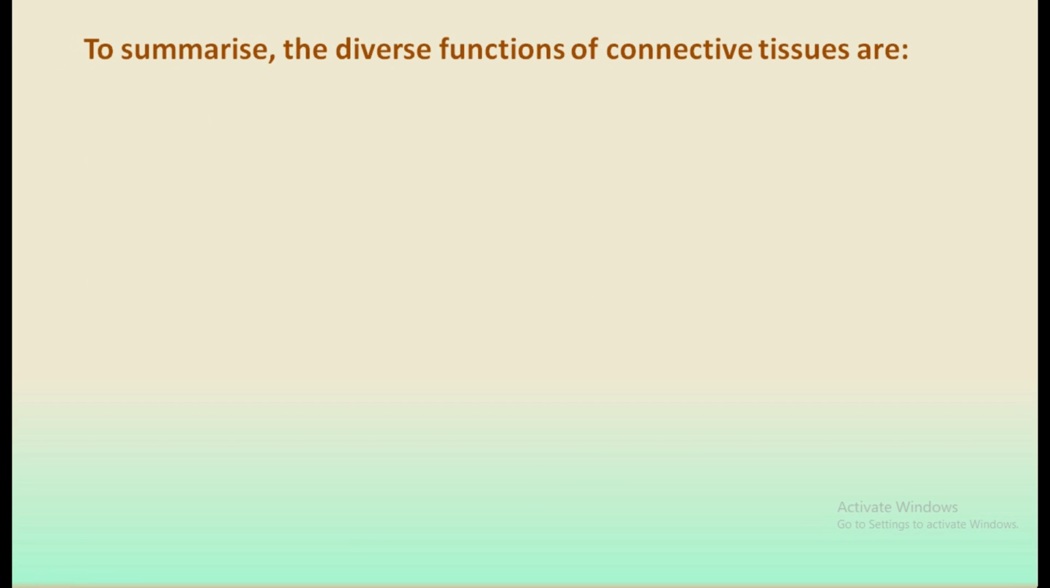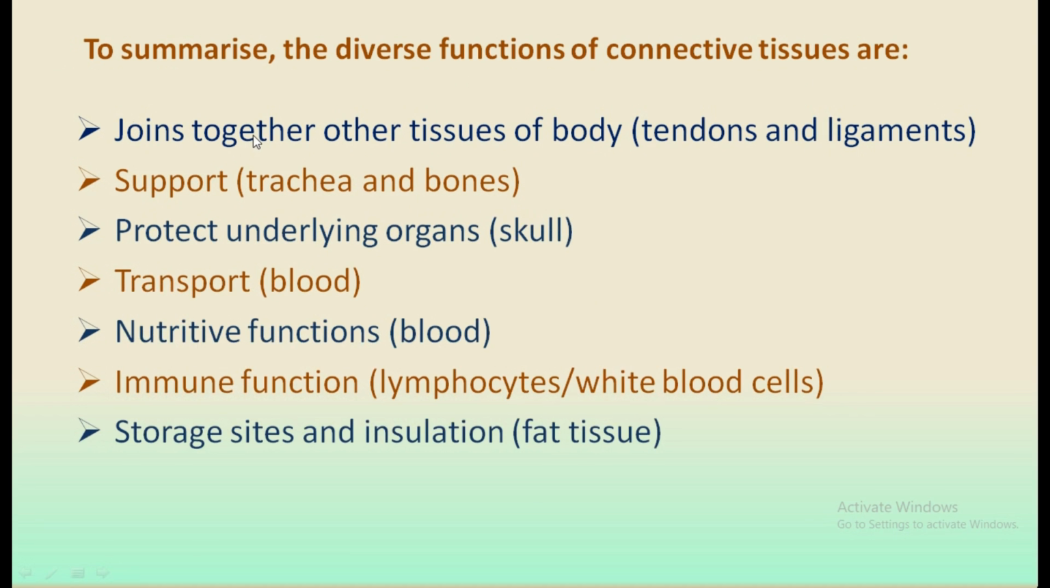So to summarize, the diverse functions of connective tissues are joining together other tissues of the body in the form of tendons and ligaments, support, for example trachea and bones, protect underlying organs, for example in the skull, transport in the form of blood, nutritive functions performed by blood, immune functions performed by different types of cells like lymphocytes and white blood cells present in the connective tissue, and also storage sites and insulation.